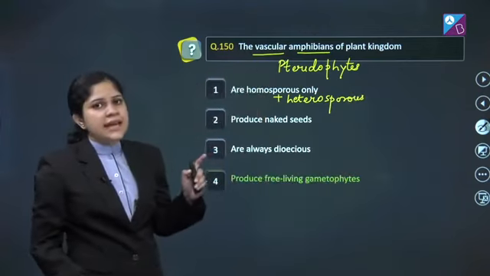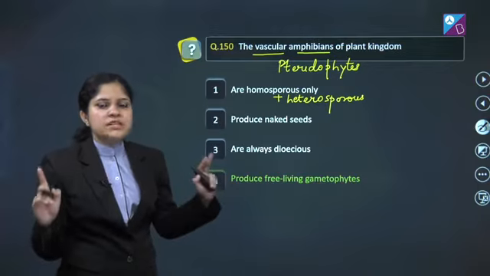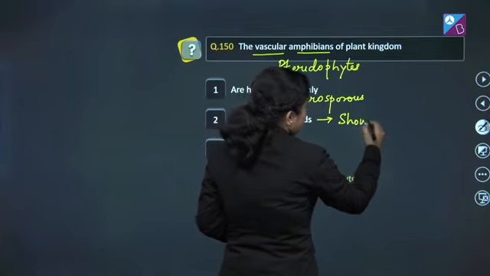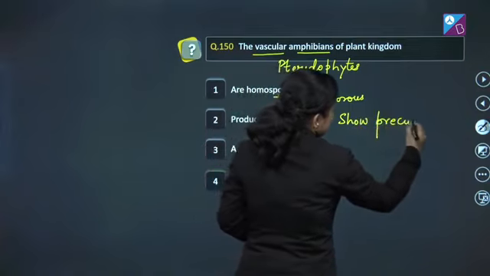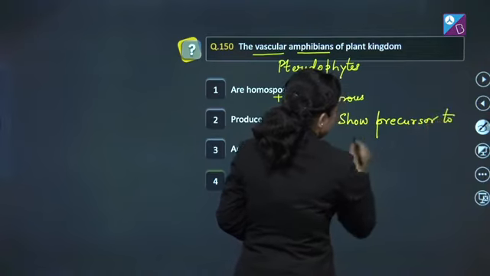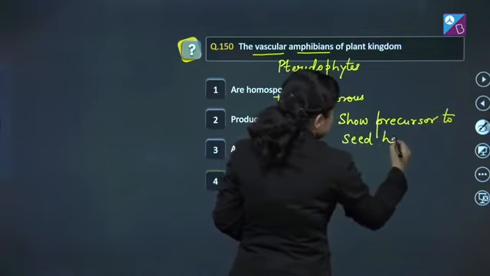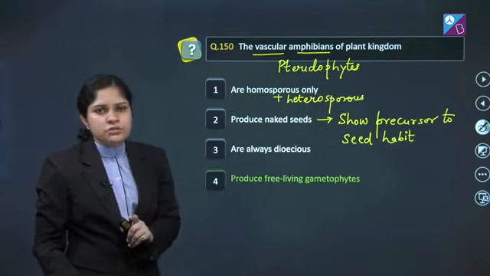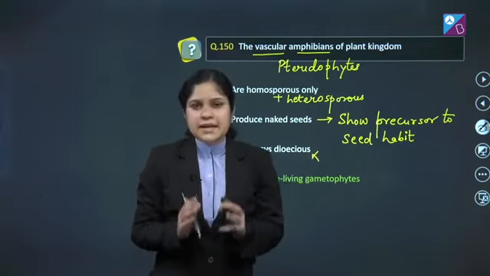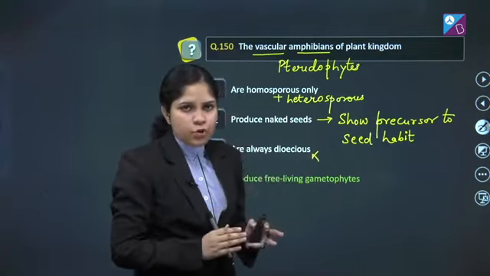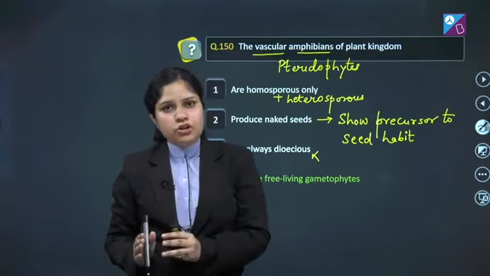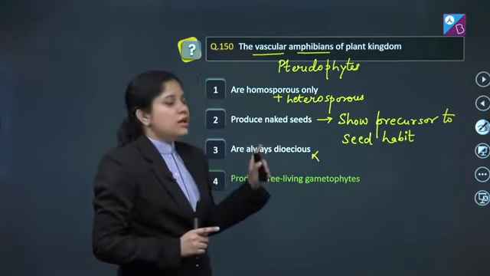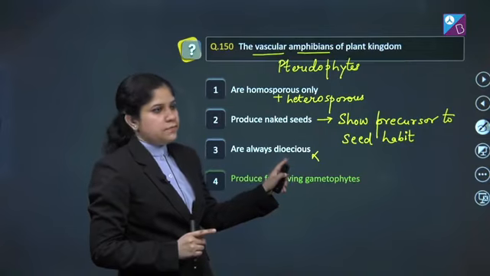Second, produced naked seeds. Seeds are not produced in pteridophytes. However, they show a precursor to seed habit. Third, always dioecious. This is also incorrect because if the sporophyte is heterosporous, then the prothallus will be dioecious. However, if the sporophyte is homosporous, then the prothallus would be monoecious.